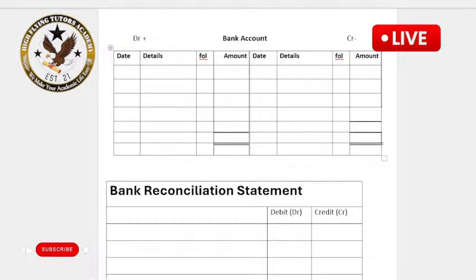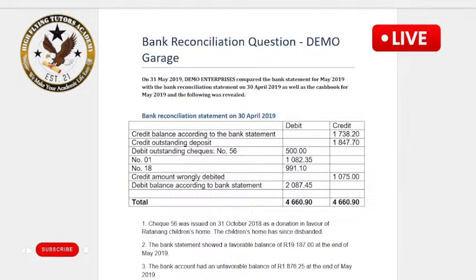Remember that the debit side of the bank account is the favorable side, and the credit side of the bank account is unfavorable. When we go to the bank reconciliation statement, the debit side is unfavorable, and the credit side is favorable, right? So I'm going to start with the question. We're going to do a bank reconciliation question on Demo Garage.